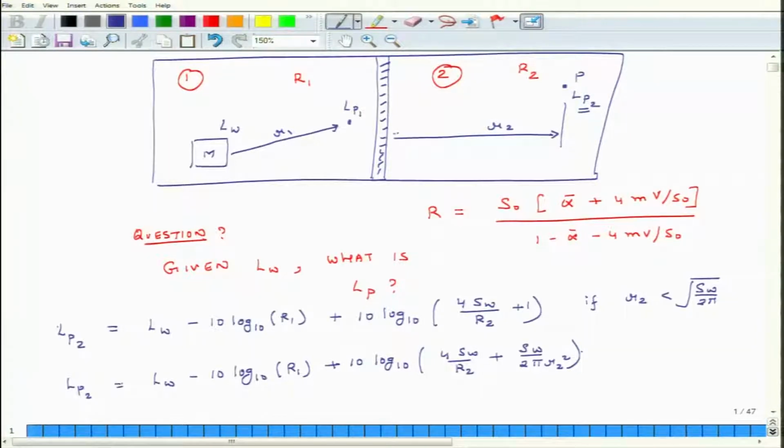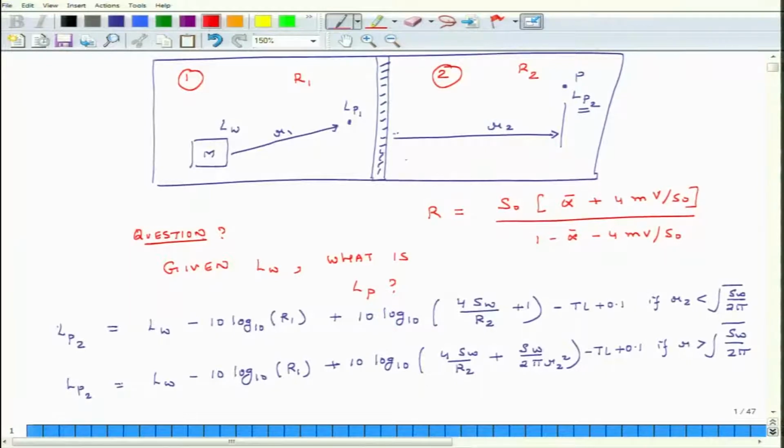Oh, I am sorry, I missed some terms here: minus TL plus 0.1 if R2 is less than SW divided by 2 pi, and this is again minus TL plus 0.1 if R2 is more than SW divided by 2 pi, and I will explain what all this means.